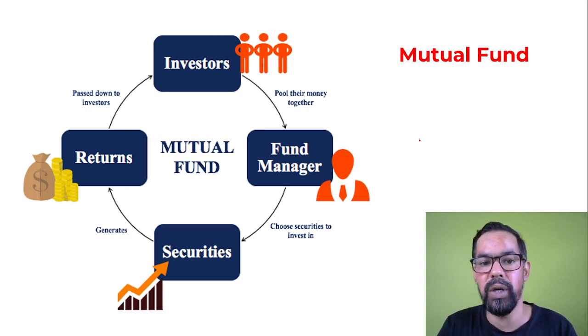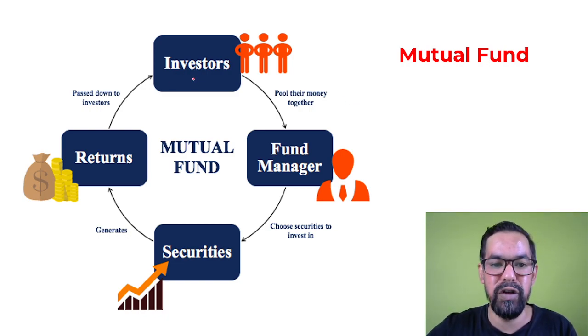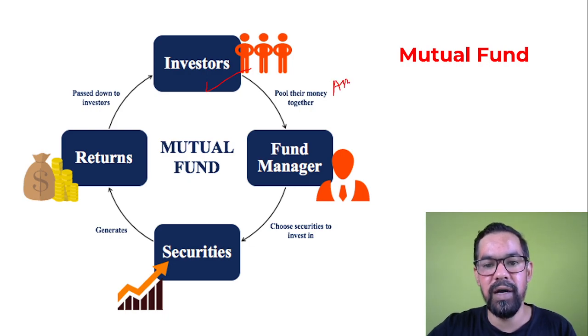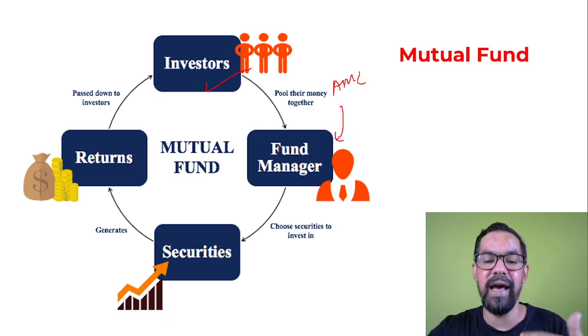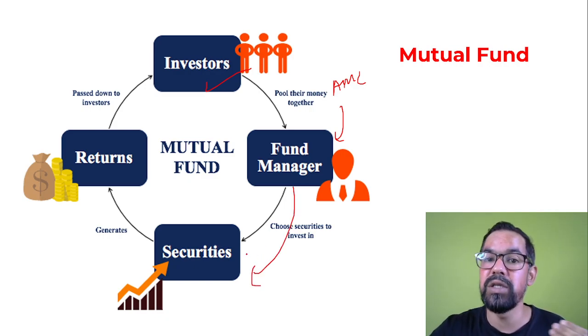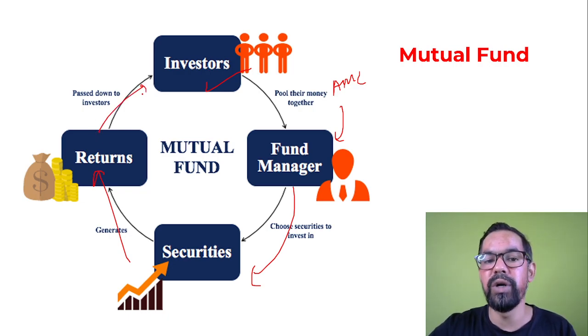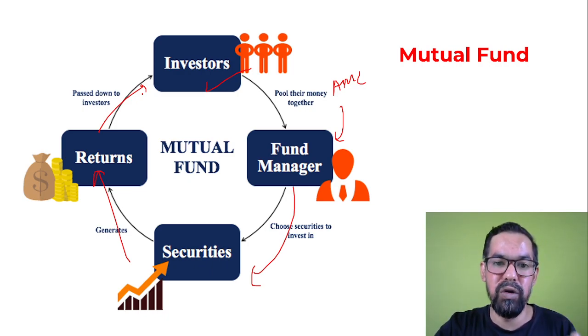We already covered this chart: there are a number of investors. From these investors, the AMC collects money, and they have fund managers. The fund managers invest that money in securities, and whatever the return, it is distributed among the shareholders. You can watch the previous video to get more clarity about mutual funds, along with how to calculate NAV.